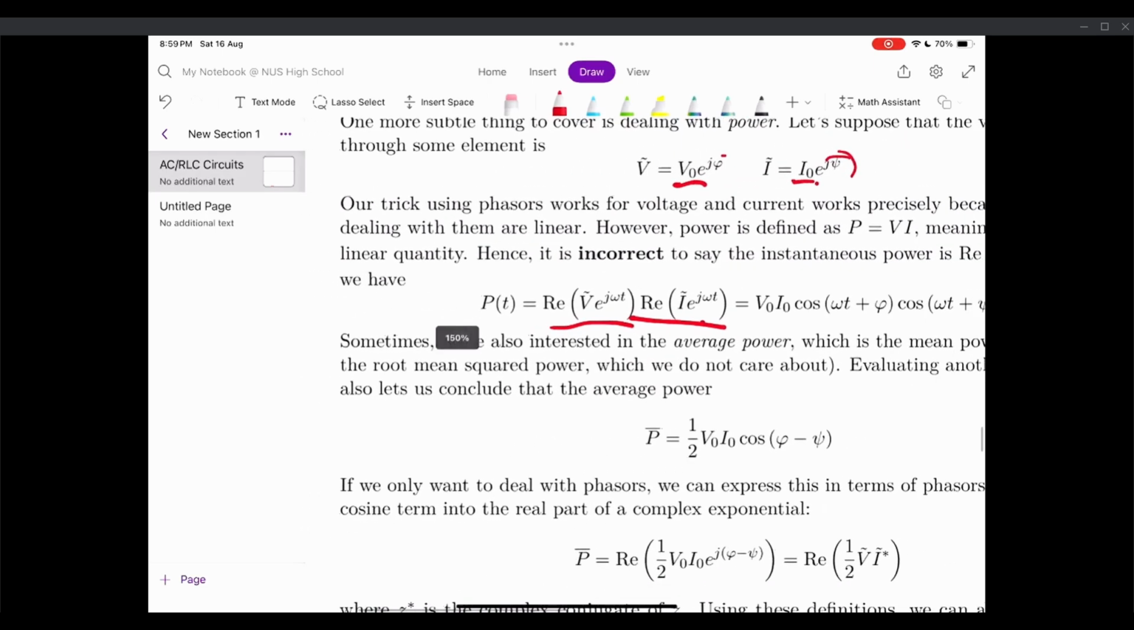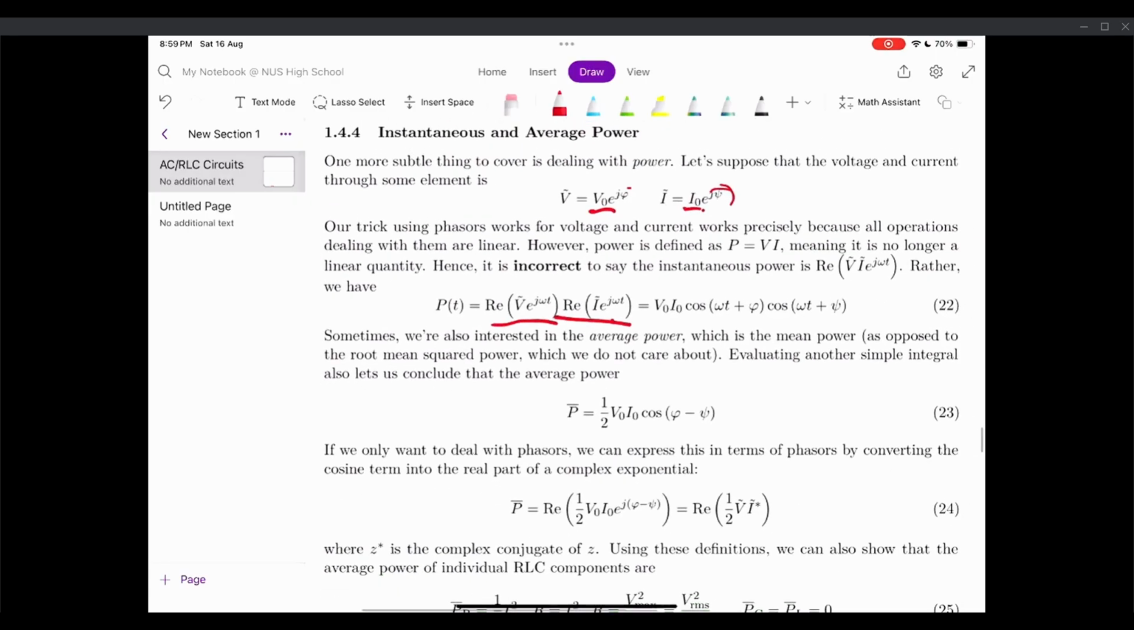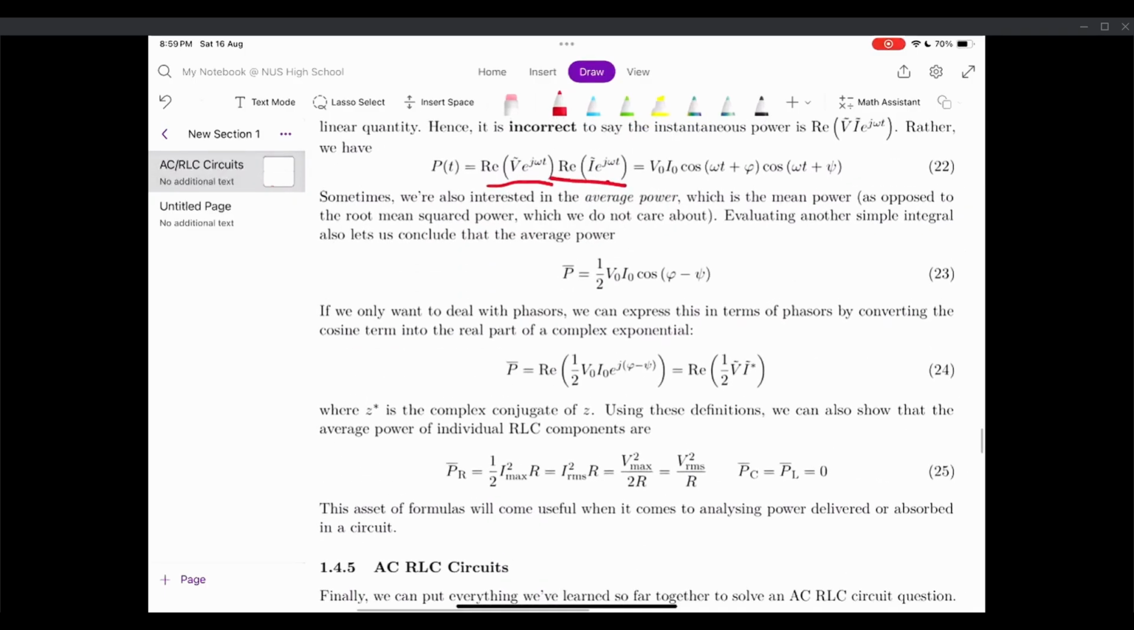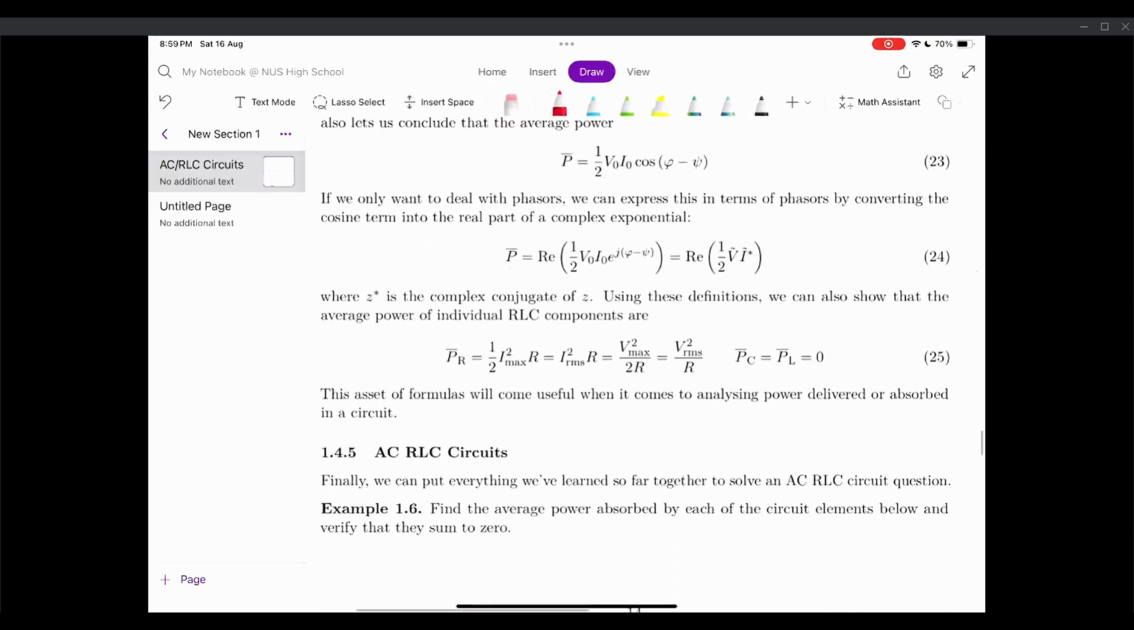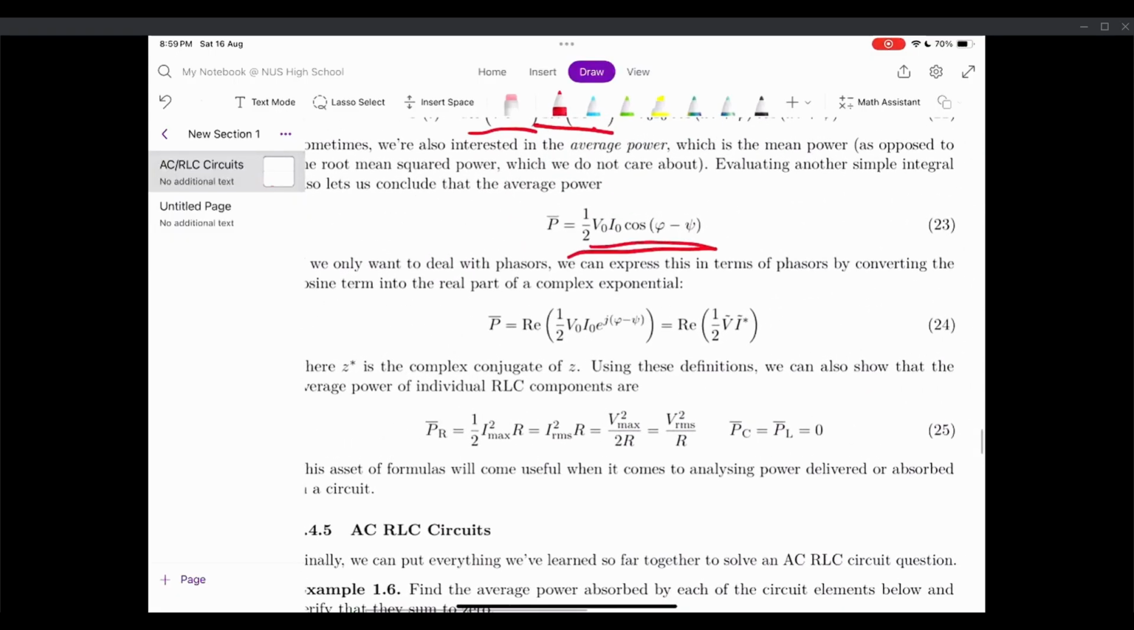And sometimes we're also interested in the average power, because in AC circuits, although the voltages and currents can vary between positive and negative, your net power can actually be positive or negative depending on whatever is being done. If we evaluate another simple integral over the period, we get that the average power is this quantity here, which is good to memorize, but usually you won't be memorizing that because you don't really need to.